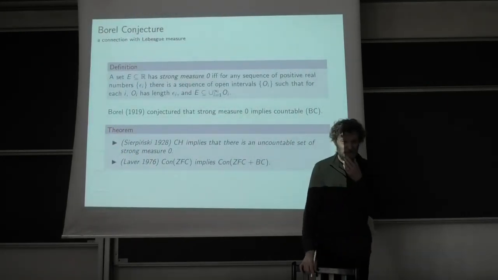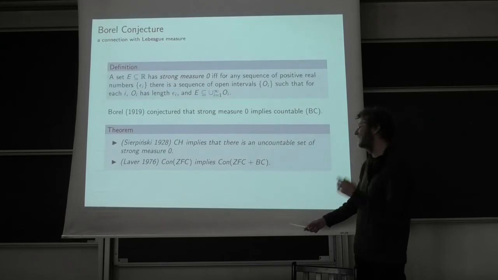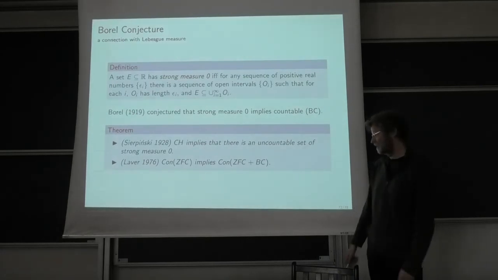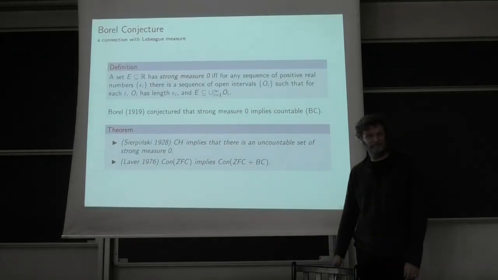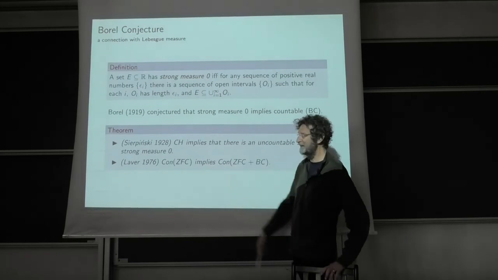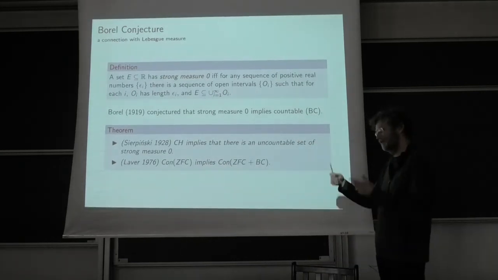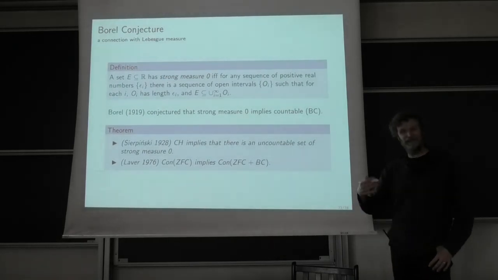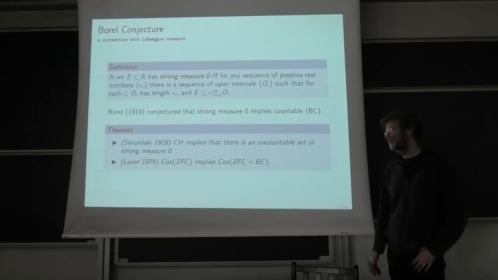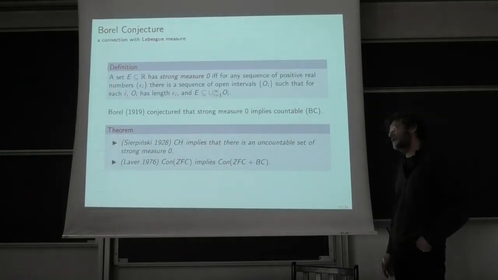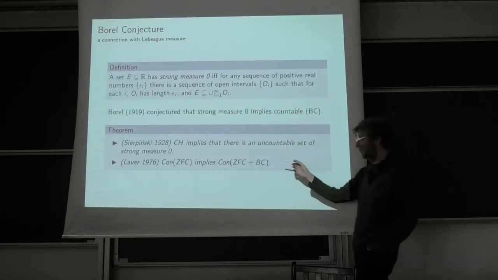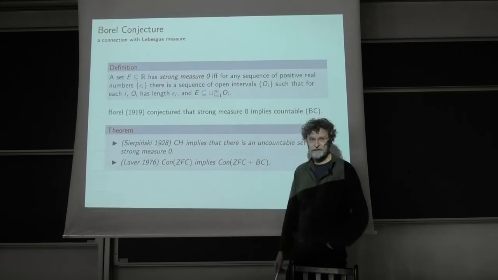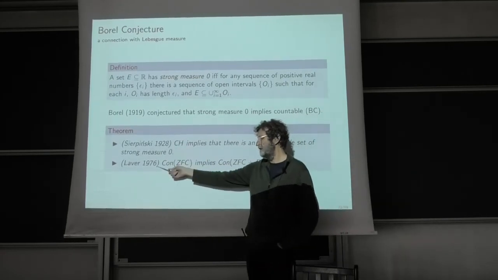My favorite Polish mathematician, Sierpiński again, proved under the CH there is an uncountable set of strong measure 0. So that's an early application of set theoretic principles to the structure, the measure, and topology of the real line. CH implies that there's an uncountable set of strong measure 0. The question of whether you can just prove that there's an uncountable set of strong measure 0 was open from there to there.